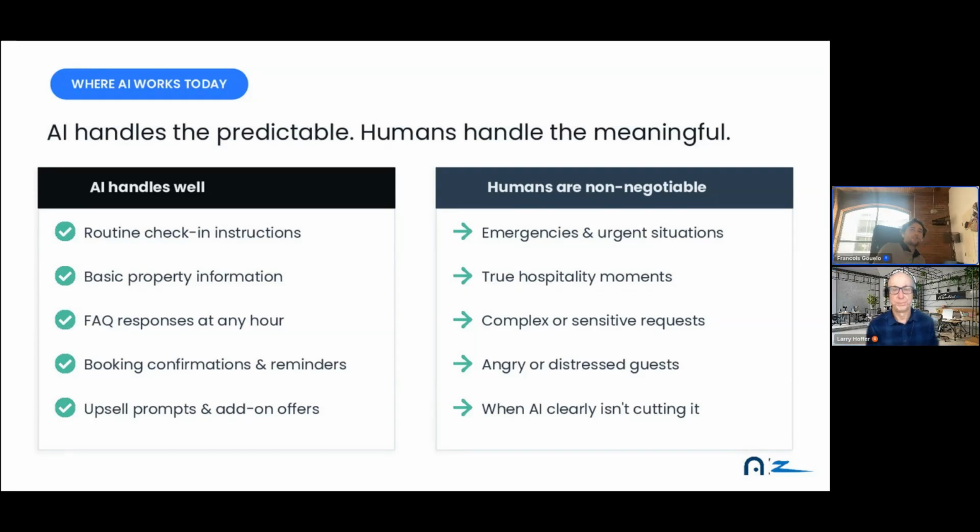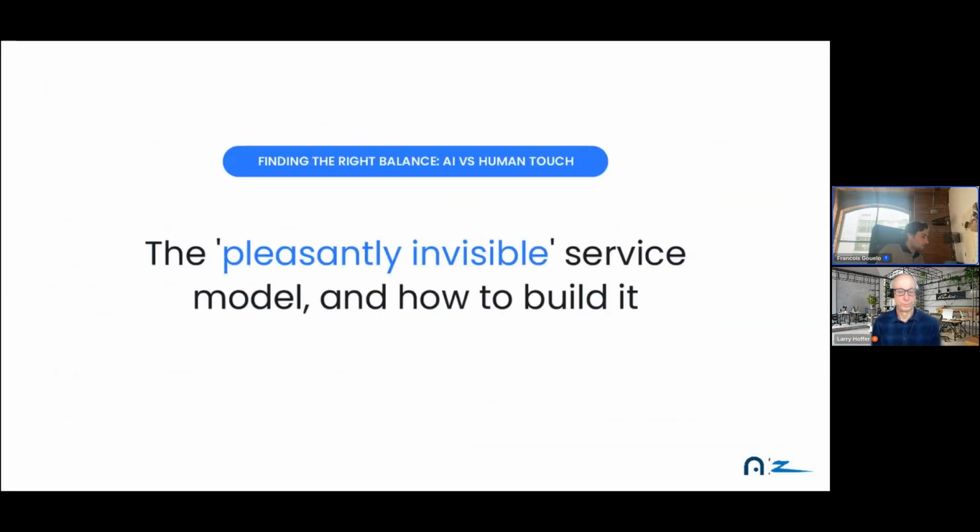I love it. So let's talk about this concept of the invisible service. You brought this up on our prep call a week ago or whatever. Do you mind sharing a bit more what this pleasantly invisible service model means?